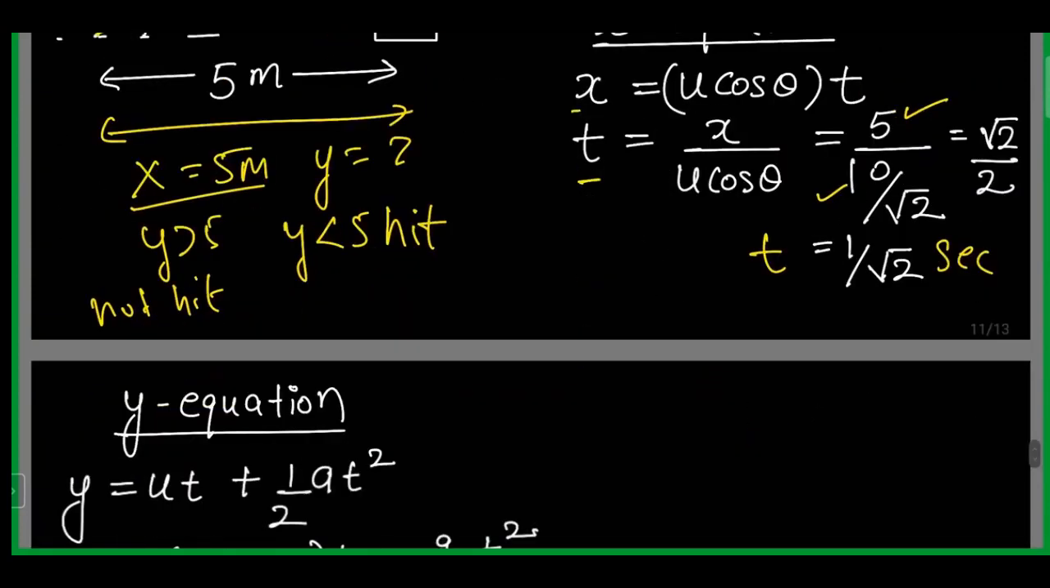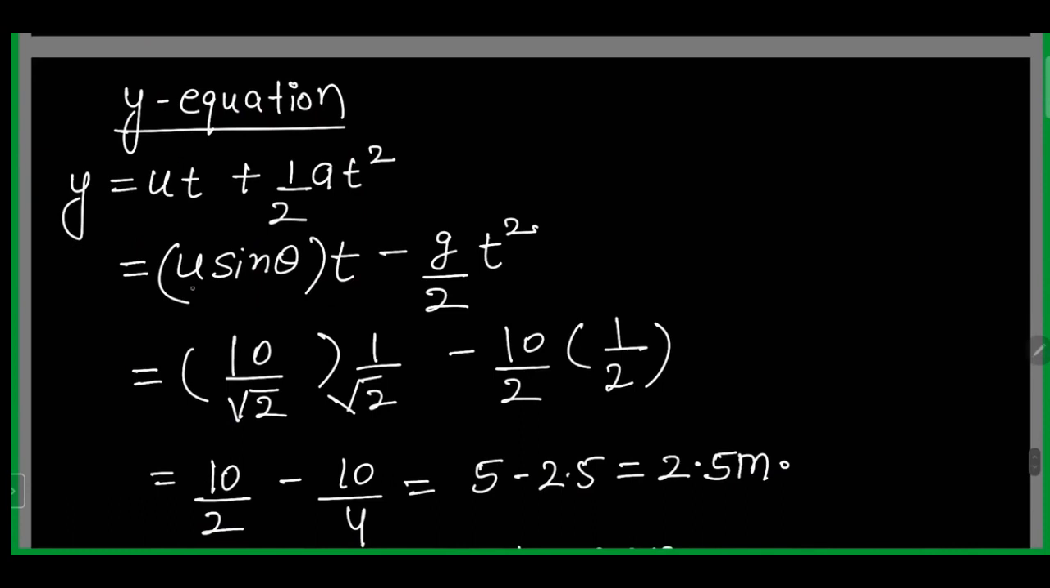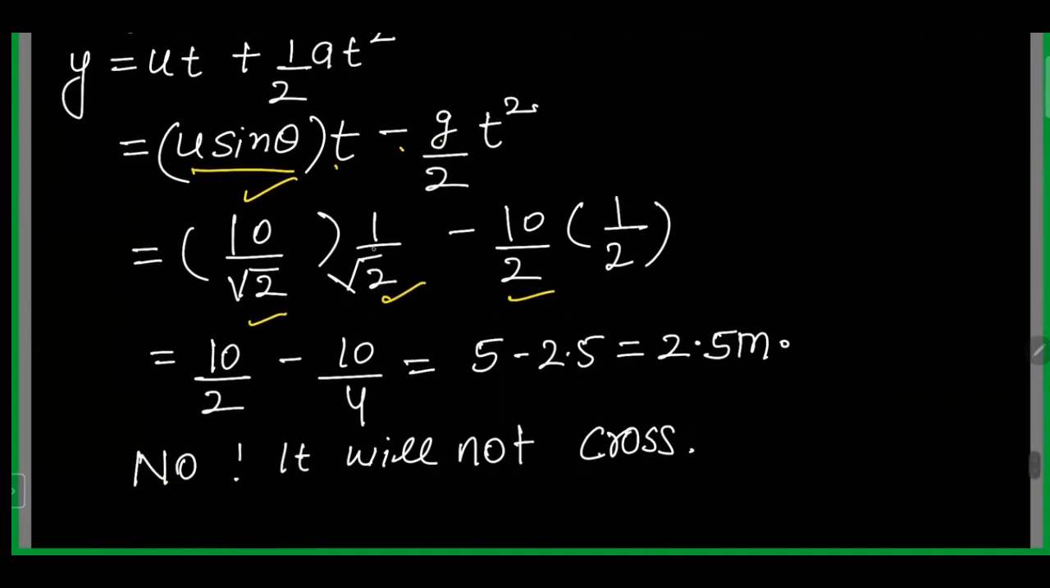now let's solve the y equation. The y equation is y equals ut plus half at square. Here u is u sine theta, so the initial velocity along the vertical axis is u sine theta. T is 1 by root 2, and the gravity acceleration is minus g, so I put minus g by 2, and t again is 1 by root 2. So I will just put in the values. u is 10, sine 45 is 1 by root 2, time is 1 by root 2, g is 10, 2 is 2. t square means 1 by root 2 square, which is 1 by 2. If you solve this, you will get 10 by 2 minus 10 by 4, which is 5 minus 2.5, which is 2.5 meters.